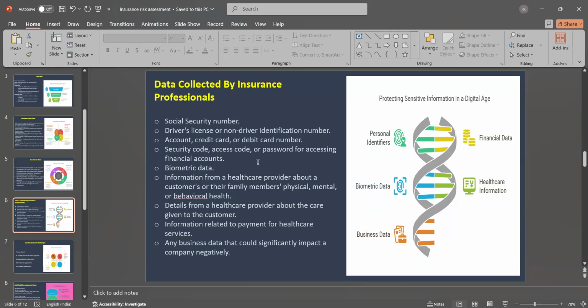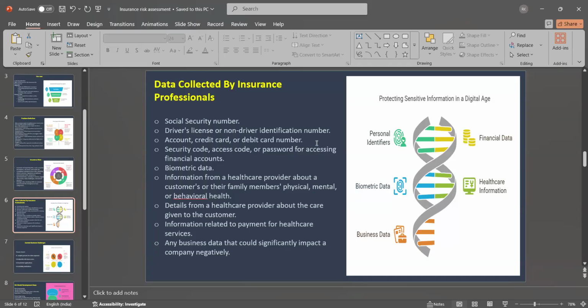Security code, access code or password for accessing financial accounts. When we make the model, we keep the security code, access code and password for accessing financial accounts. Biometric data, we make the data on the biometric functions. Information from healthcare providers about the customers or their family members, physical, mental or behavioral health. Here we get the data of that customer. When we issue a health policy, we take the customer's and family members' physical, mental or behavioral health information.